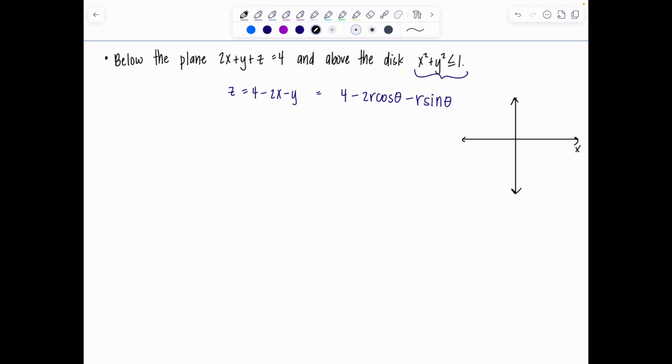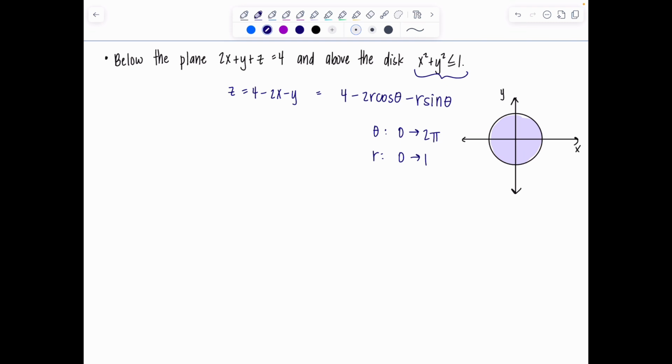Centered at the origin, radius 1, the whole inside. I think I can figure out the bounds for theta and r without graphing. And you know what I would say to you? You're right. Live your best life. You don't need to draw this circle just this once. If you're tired, don't do it. But I'm going to do it. Theta goes 0 to 2 pi, r goes 0 to 1.